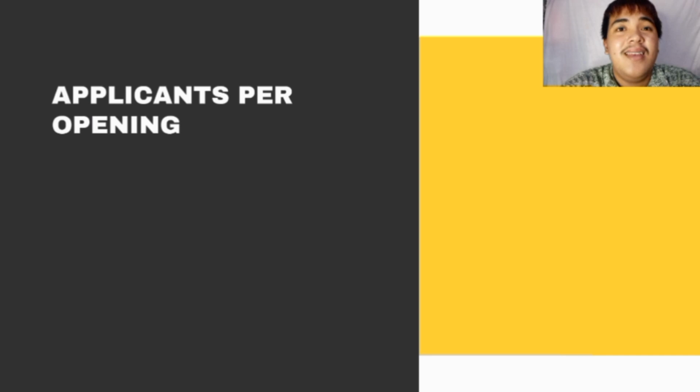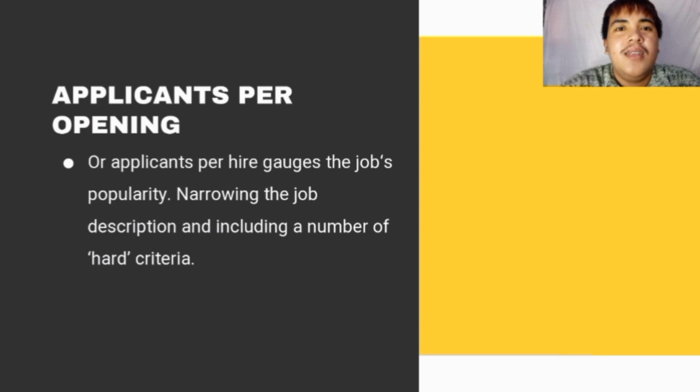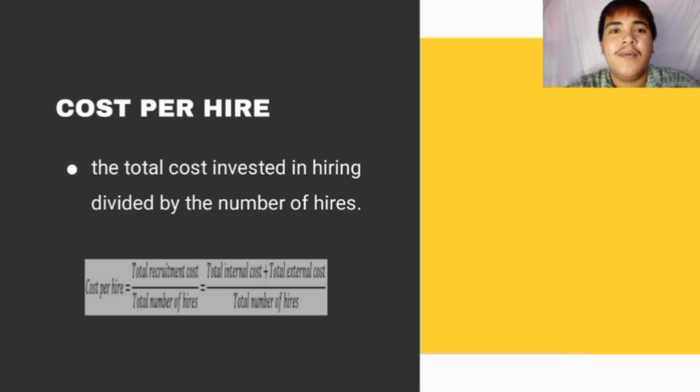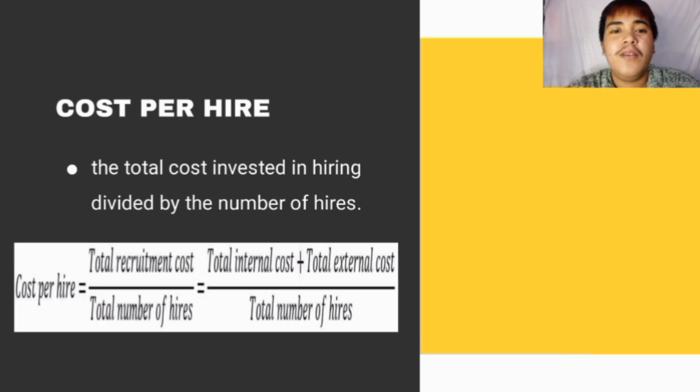The next is applicants per opening. This is narrowing the job description and including a number of hard criteria. This could indicate a high demand for that particular job. The next is cost per hire. This is the average amount of money you spent on making a hire. Cost per hire consists of multiple cost structures, which can be divided into internal and external costs. By quantifying all of them, you can calculate the total recruitment cost.